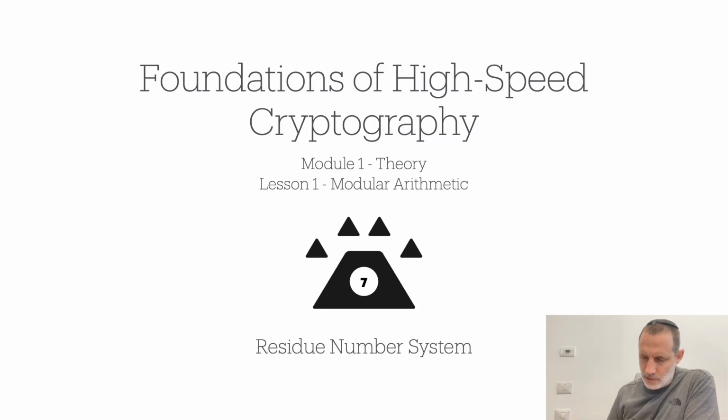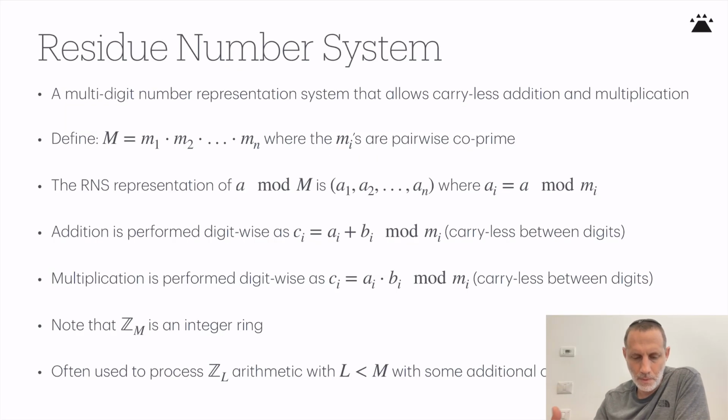Okay, section 7 of lesson 1, we are going to talk about RNS, or residue number systems. So what is RNS? RNS is a way to represent numbers such that this representation allows us to do what we call carryless addition and multiplication.